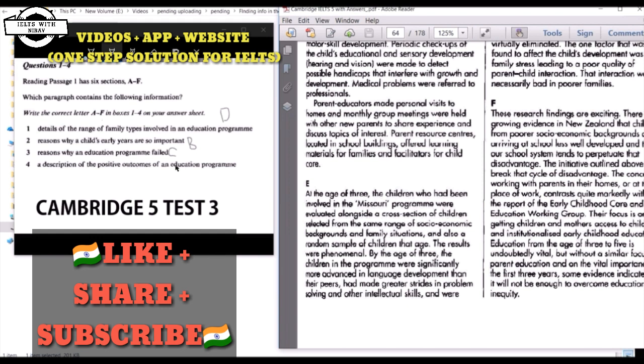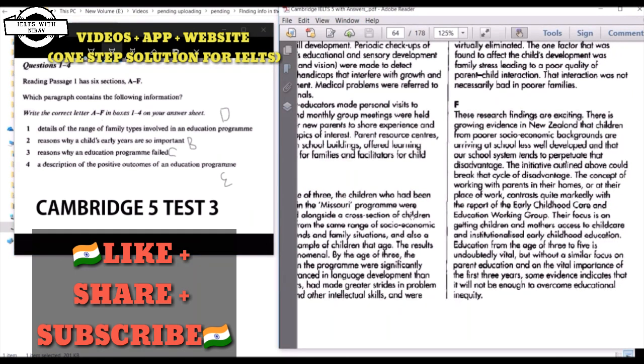So, positive outcomes from the education program. The children were significantly more advanced in language development than their peers. Here you can read this line, the results were phenomenal. So some positive results, right? So if you are getting a hint like this, no need to read the whole paragraph. You can write your answer over here as E. But as I mentioned in my last tip, read each and every paragraph.